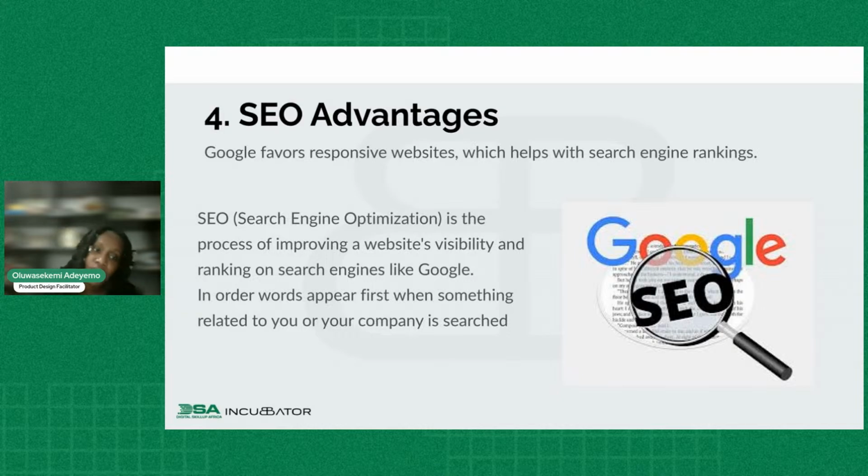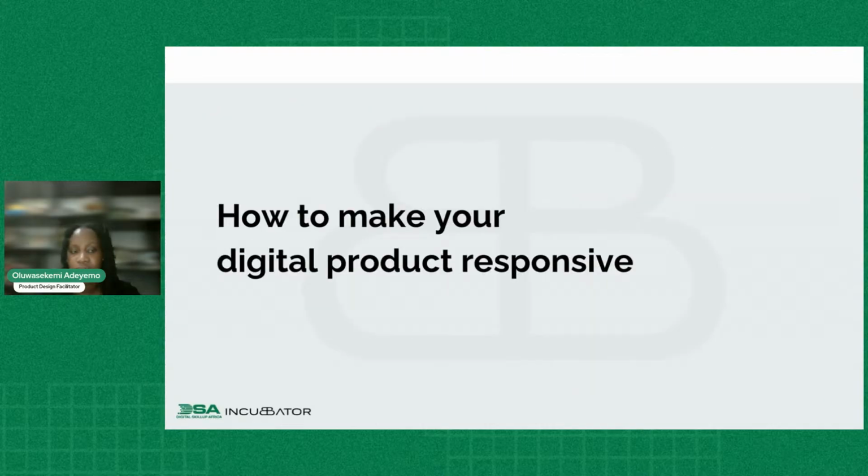So back to what we're talking about. Responsive design favors search engine optimization because Google favors responsive designs which help search engine rankings. This is mostly on the developer side, but yes, Google favors responsive design which helps with search engine rankings. So how do you make your digital product responsive? Are we still together? Are we still together?